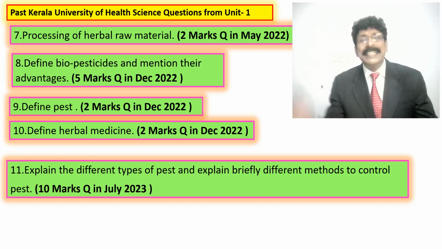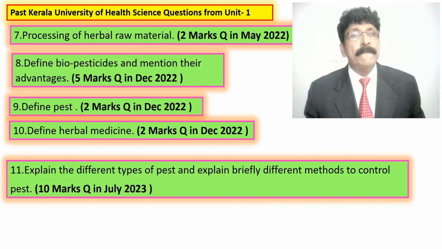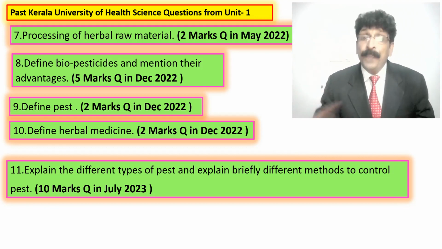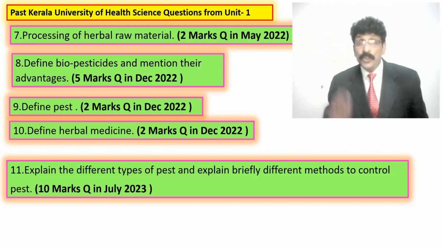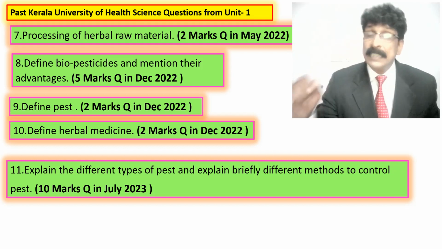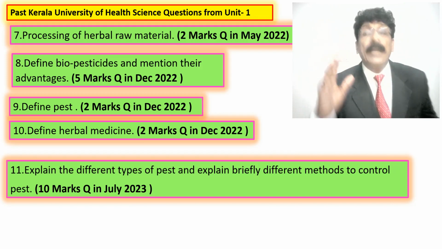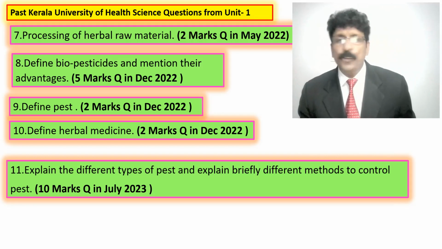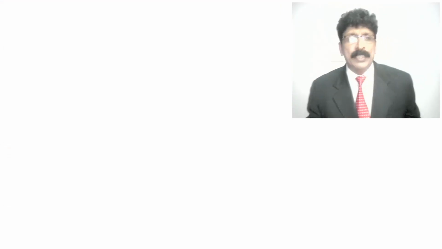And next, you can see the next question paper, July 2023: Explain the different types of pests and explain briefly different methods of control of pests. You should write it as a 10 mark question. I have even prepared it in such a way, natural pesticides, how we can use them in the garden. It will be interesting for the students to know the application in your home garden or in cultivation. So that's what they asked in July 2023, a 10 mark question.